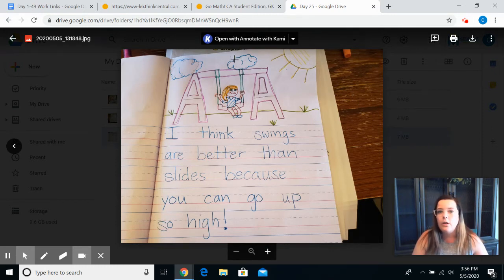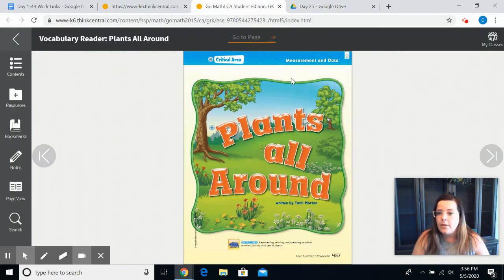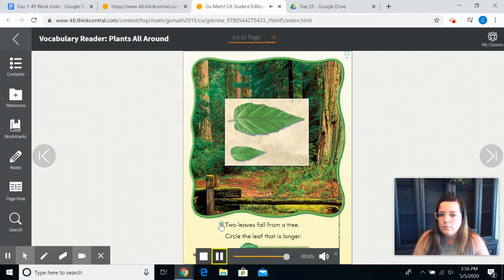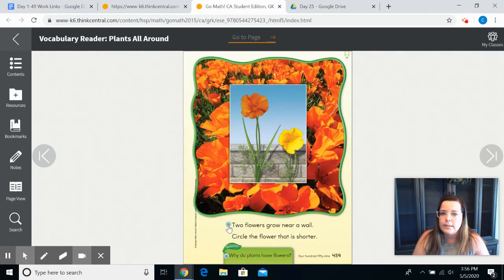The next thing today we're going to look at is your math. Today's math is a little different. It's a story. It's called Plants All Around. So we're going to quickly read it together. It says, actually, let's see if it'll read to us. So you're going to get your color and circle the one that you think is longer. Let's listen to this one.